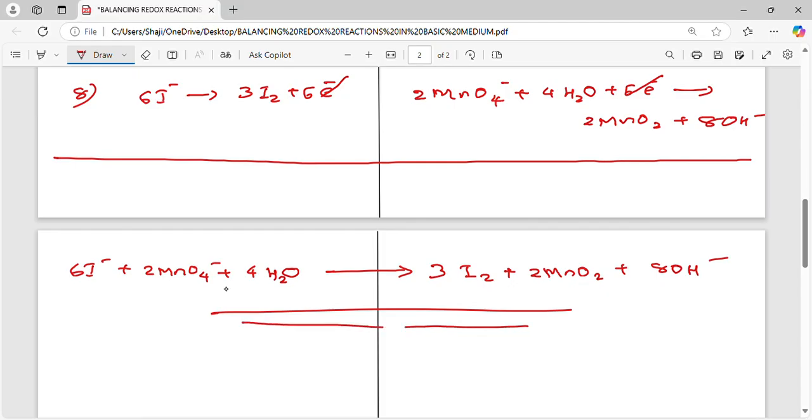So now we can verify by checking the number of atoms, whether it is equal in LHS and RHS, and also we can check the charges, whether they are equal or not. This is the overall reaction.